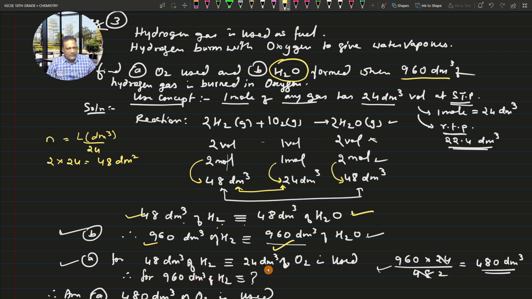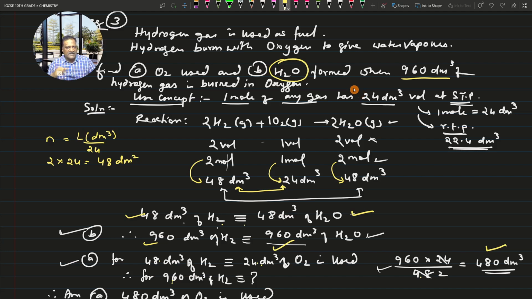So if you want to work this out, you will write 960 into 24 divided by 48. You will do cross multiplication. 960 into 24 divided by 48. So here it is written 960 into 24 upon 48. 24, 48 will cut. You will get a 2 over here. And 960 divided by 2 works out to 480 decimeter cube. So this is your answer. 480 decimeter cube of oxygen is used up when you are using 960 decimeter cube of hydrogen.